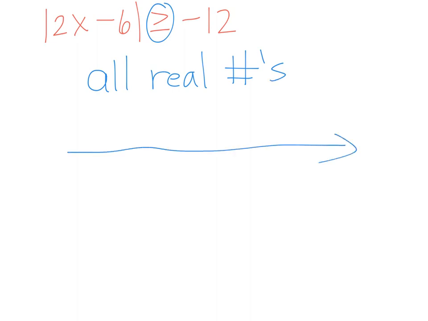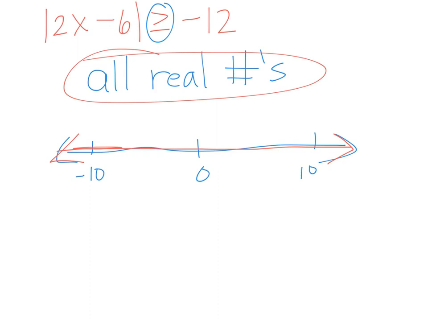And so on the number line, let's say this is -10 and 0 and 10, the whole number line would be graphed. So you would color that whole number line in, because the solution is everything, all real numbers. So that concludes 4.4. You can go ahead and get started on your homework.